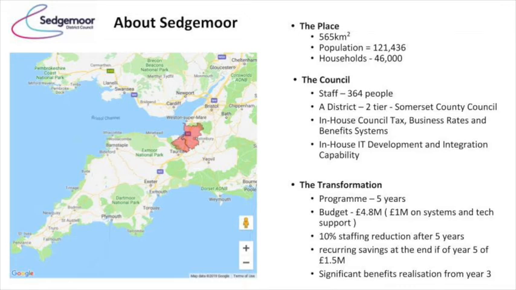The other thing to say about Sedgemoor is that being in Somerset, we're in the first tranche of local government reorganisation. The MHCLG have committed to undertaking some local government reorganisation in 3 areas, and Somerset is one of those that is chosen, and more on that later.